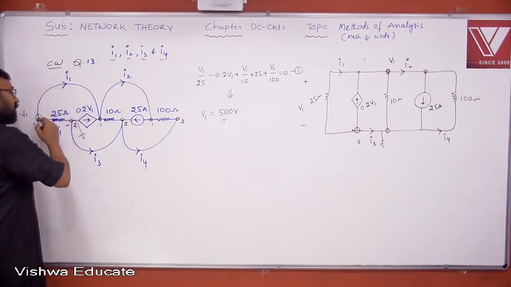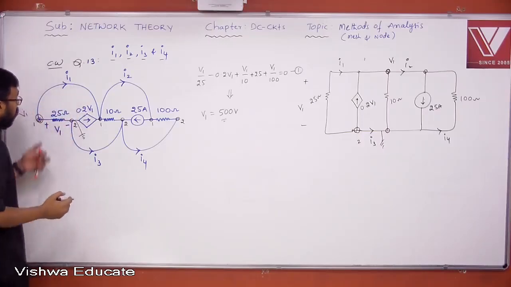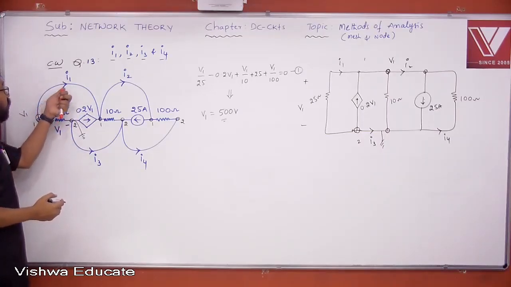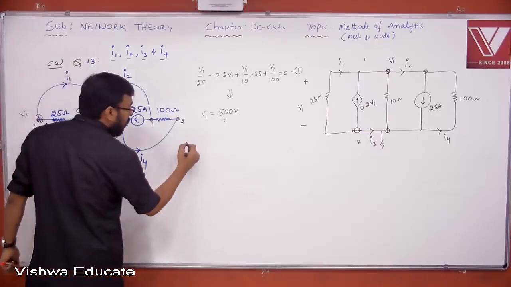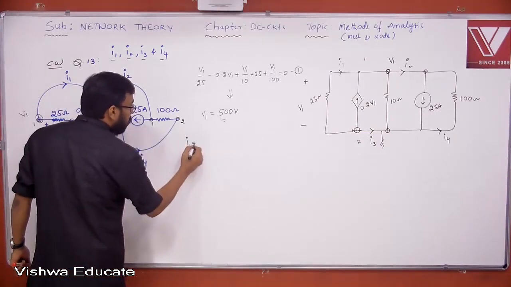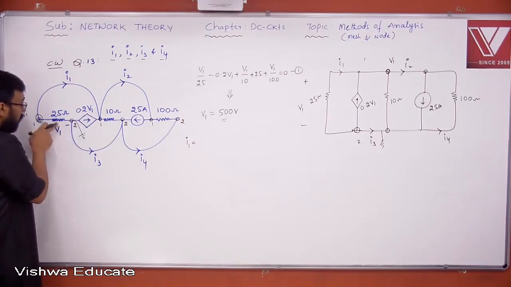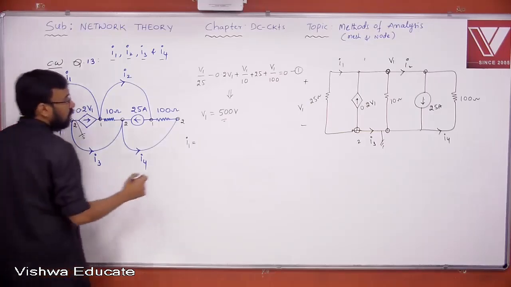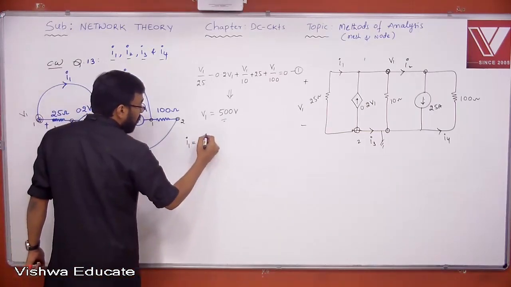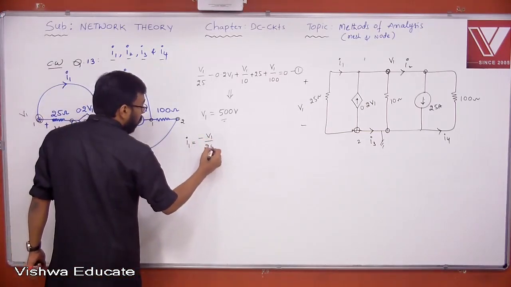If you come to this extent, it is very clear that they are in series, in the same line. Therefore, current through 25 is nothing but the current through this path only. I can write I1 is equal to V1 by 25. But because of this polarity, the current flows in this direction, and you want the reverse direction. Mismatch is there, so minus V1 by 25.